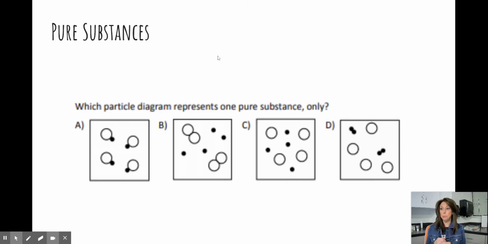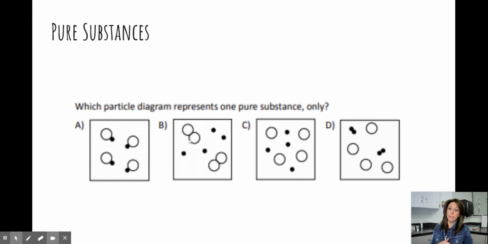All right, so which particle diagram represents just one pure substance? Letter A, letter B, letter C, or letter D? The answer is letter A, and here's why. You have one kind of molecule represented in the picture. You have four of the same kind of molecule, whereas in letters B, C, and D, you have two different kinds of particles, not chemically combined.